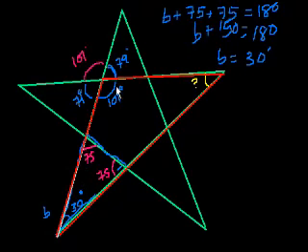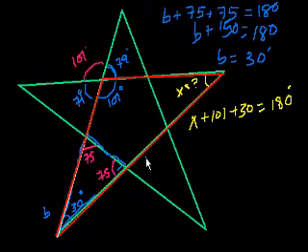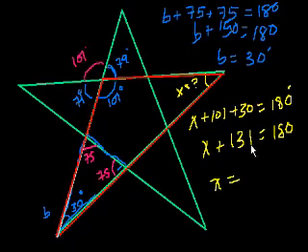We know this angle of it is 101 degrees. We know this angle, we just figured it out, it was 30 degrees. So all we have left is to figure out this yellow angle. We'll call it x. So x plus 101 plus 30 is equal to 180 degrees because the angles in a triangle add up to 180 degrees. So x plus 131 is equal to 180. X is equal to what? 49 degrees. There you go. We've done the second problem in the angle game.